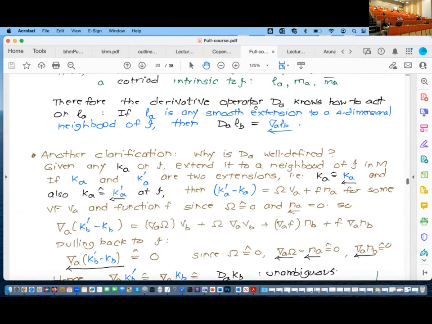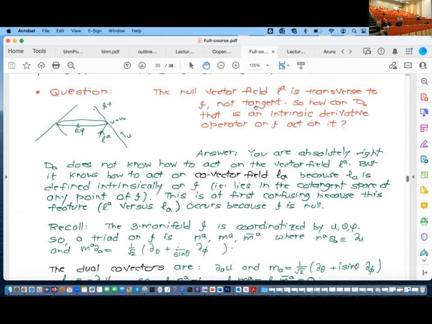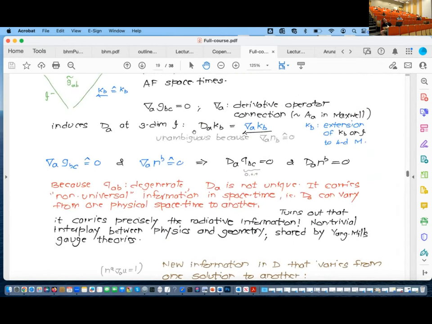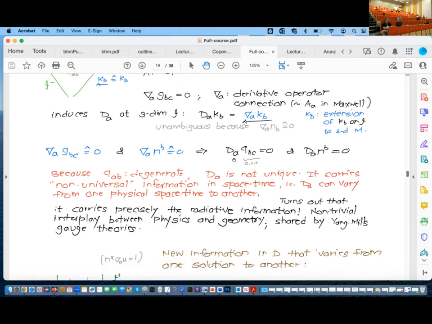scri is null, as I spent some time explaining, the metric on scri is degenerate. And therefore we get a derivative operator, but this derivative operator is not directly determined by the metric itself. And the beauty is that the freedom in the choice of the derivative operator exactly encodes the two radiative degrees of freedom of the gravitational field. So whatever the radiative modes are in the full nonlinear gravitational field, they are captured here because D is not unique. D is not completely determined by q_ab. q_ab is universal, but D_a is not determined by q_ab.